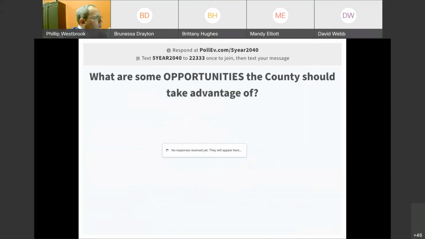All right, so the next question. We've got our strengths, and you've provided your weaknesses. Now, what are some opportunities that the county should take advantage of moving forward? Any considerations on how the issues listed from the weaknesses and challenges may be addressed?